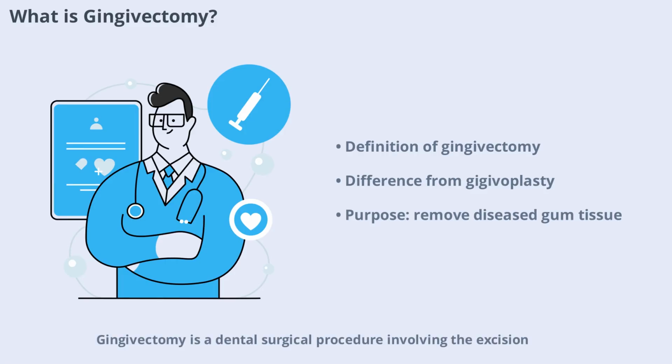Gingivectomy is a dental surgical procedure involving the excision of the soft tissue wall of a periodontal pocket. This technique is primarily used to remove diseased gum tissue and reduce pocket depth, ultimately improving oral health. Unlike gingivoplasty, which focuses on reshaping the gum for aesthetic or functional reasons, gingivectomy is about eliminating problematic pockets. Understanding the difference between these two procedures is essential for both dental professionals and patients.